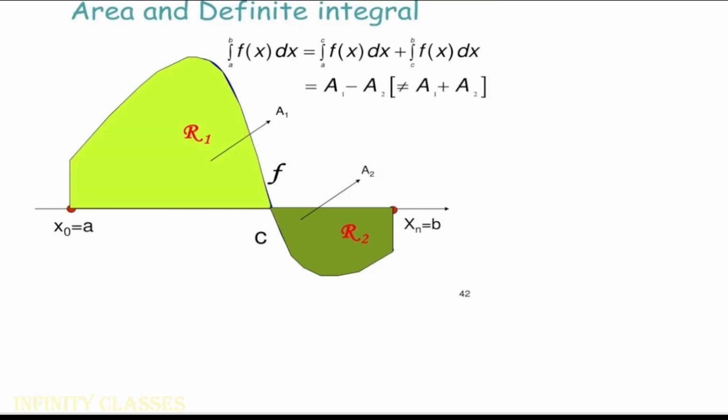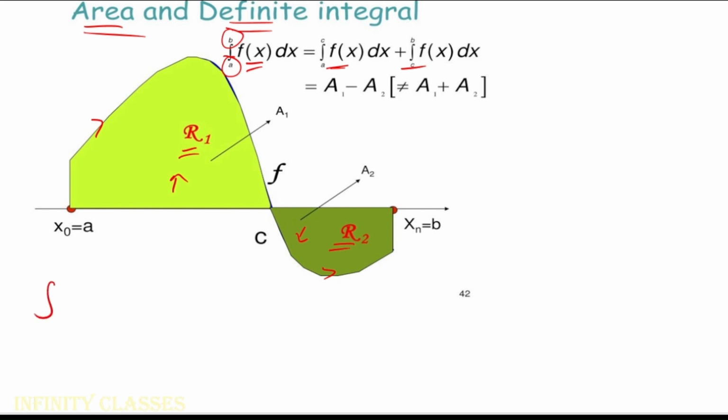So let's try to understand the difference between area and definite integral. Suppose this is region 1 and this one is region 2. Region 1 is above the x-axis and region 2 is below the x-axis. Suppose we have this f(x) with lower limit a and upper limit b, and we have divided it into two parts because the graph or the equation will be different.